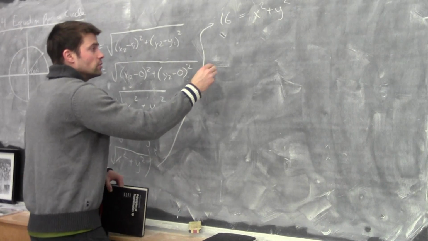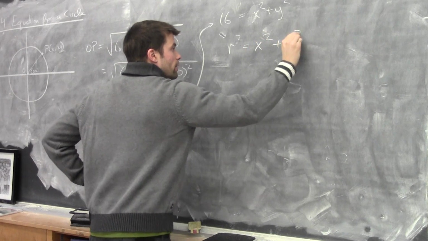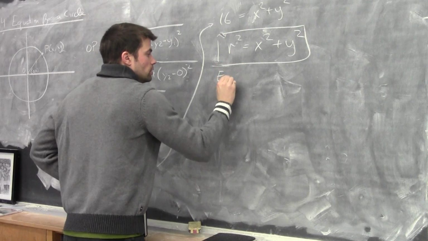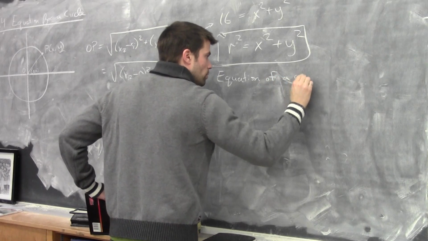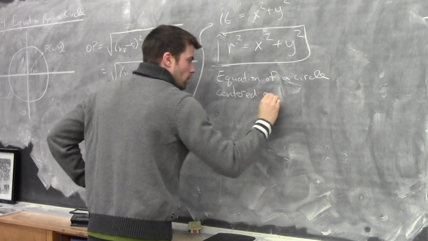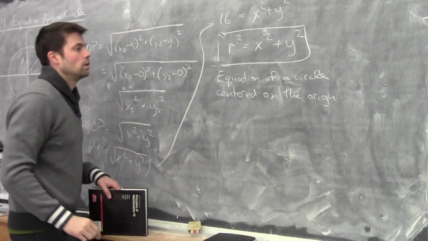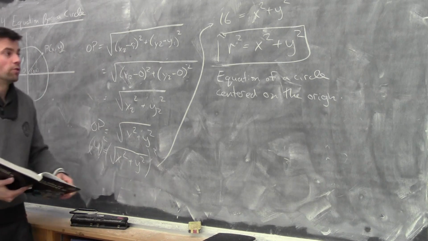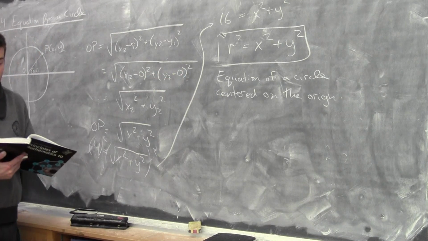And the equation of any circle then would be our radius squared is equal to our generic point. So this is our equation of a circle centered on the origin. Equation of a circle centered on the origin. Okay, remember, only centered on the origin because I had to use those values of 0 and 0 to develop that equation.